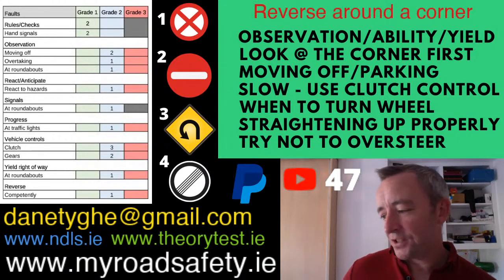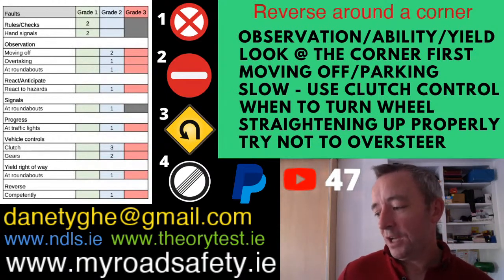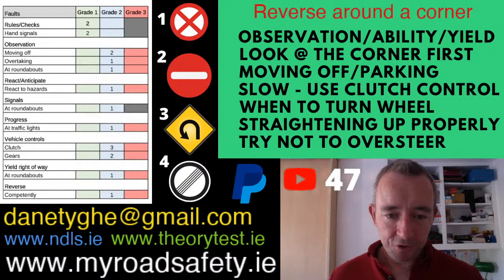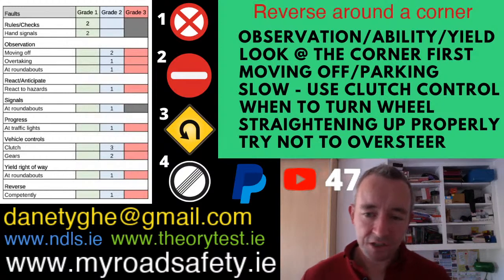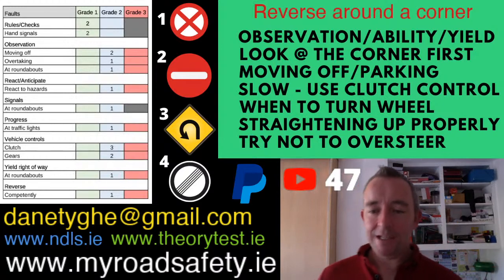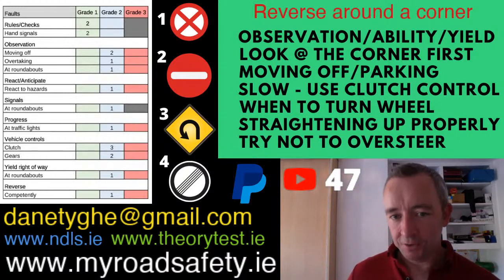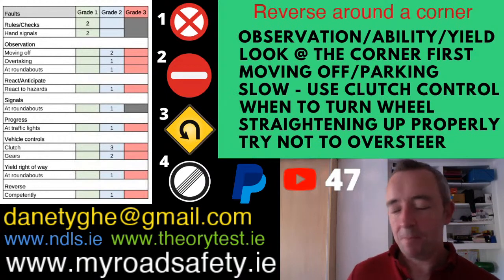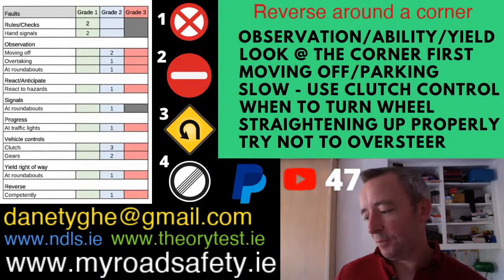Next point then that the tester said to her, and she knew this herself anyway, instead of moving off in first gear, she moved off in third gear. Her gear stick is such a way that she thought she went into first gear. Maybe she didn't keep the gear stick to the left enough, but instead of going to first gear, she accidentally ended up in third gear and stalled the car. So that's where she would have lost marks on the vehicle controls, clutch and gears, one of them. So she took off in third gear by accident.